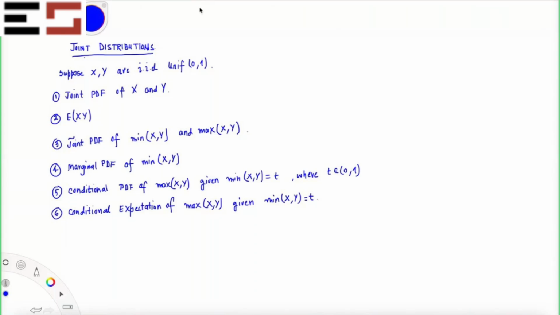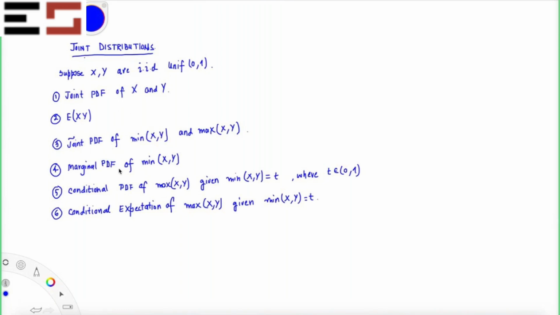Okay, so what you have to do is you have to do this particular problem. Suppose X and Y are IID uniform (0, 1). You have to figure out the joint PDF of X, Y, and then you have to figure out the expected value of X times Y. Then you have to figure out the joint PDF of min(X, Y) and max(X, Y).